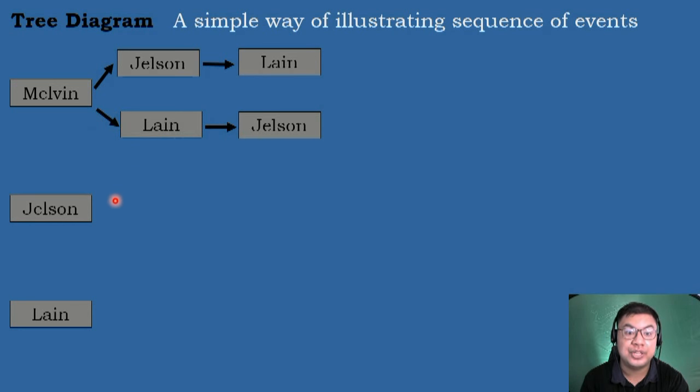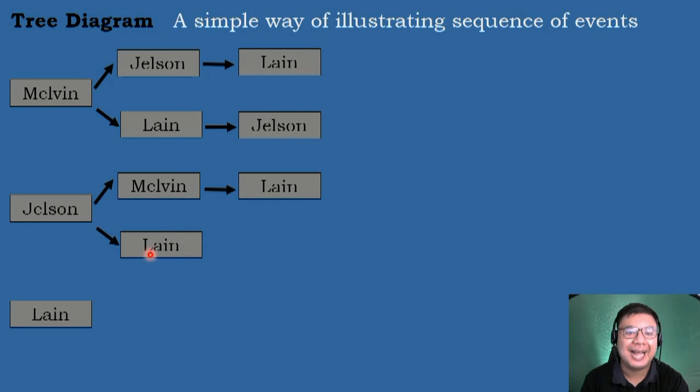And then let's go with this one. So we have Gelson. We will draw a line here. It can be either Lain or Melvin. In this case, let's write Melvin first. So we have Gelson, Melvin, and then the remaining one will be Lain. And then we will draw another line here. We have already Melvin here, so we will write Lain here.